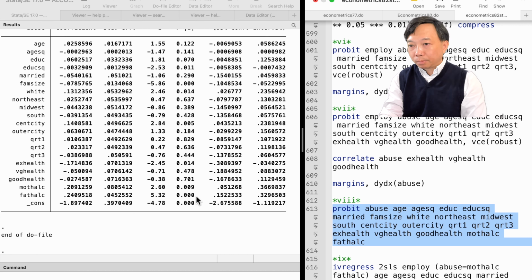We can argue that whether a parent is addicted to alcohol should not directly affect the child's employment or correlate with the error term in the employment equation after controlling for the variables in the model. The instrument exogeneity requirement should be met.